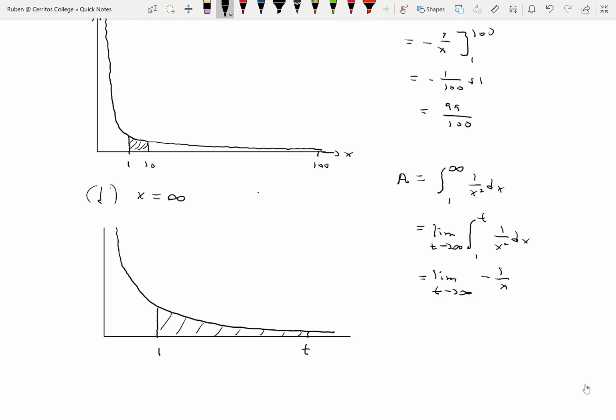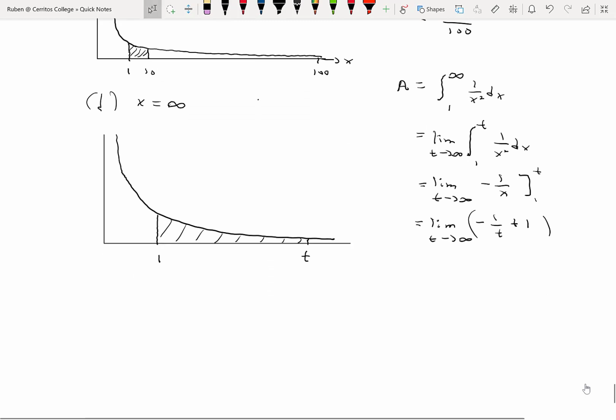The antiderivative of 1 over x squared is negative 1 over x from 1 to t. So this is equal to the limit as t approaches infinity of substituting the upper limit of integration, negative 1 over t, subtracting the value of the antiderivative at the lower limit, plus 1, and then we'll take the limit as t approaches infinity. We found the integral from 1 to t. It's some finite amount. It's this negative 1 over t plus 1.